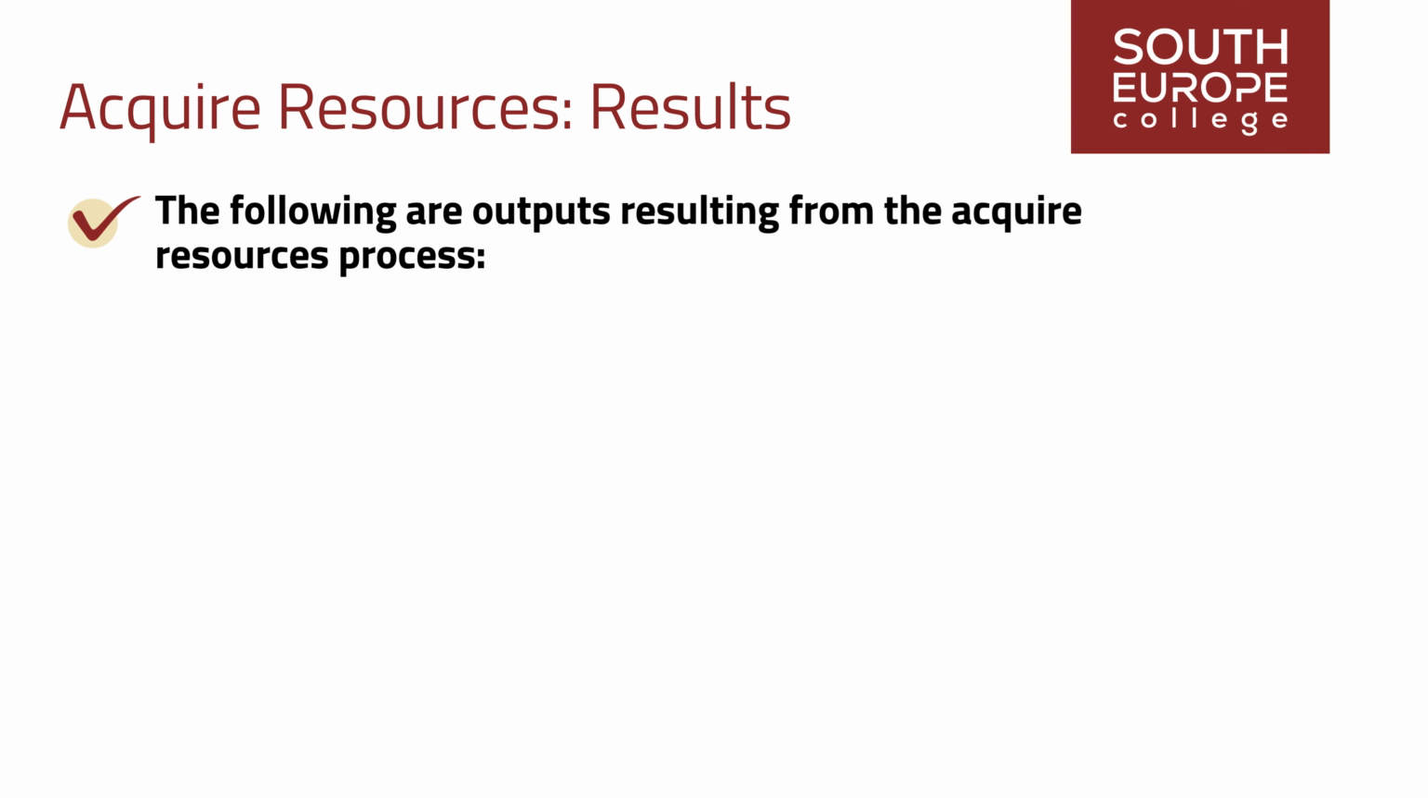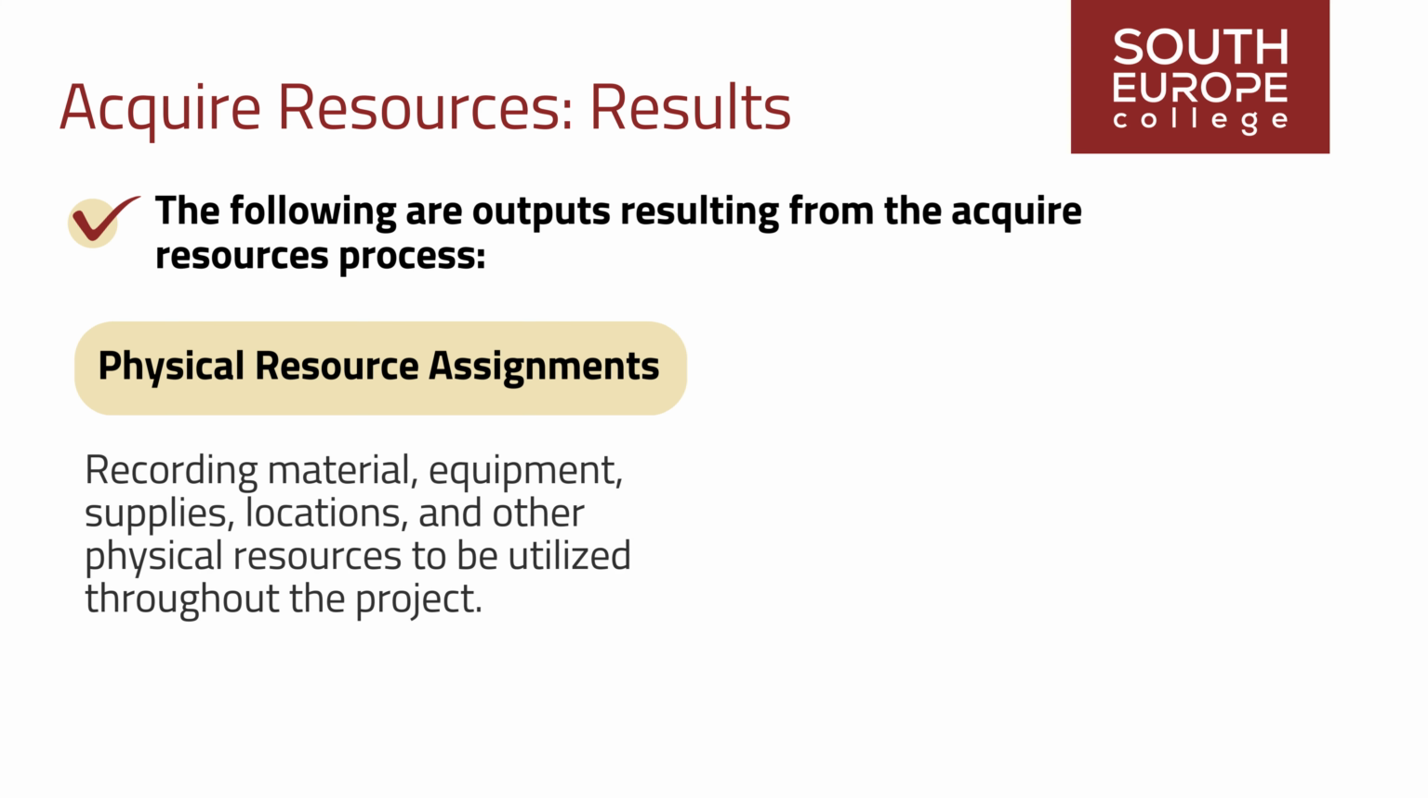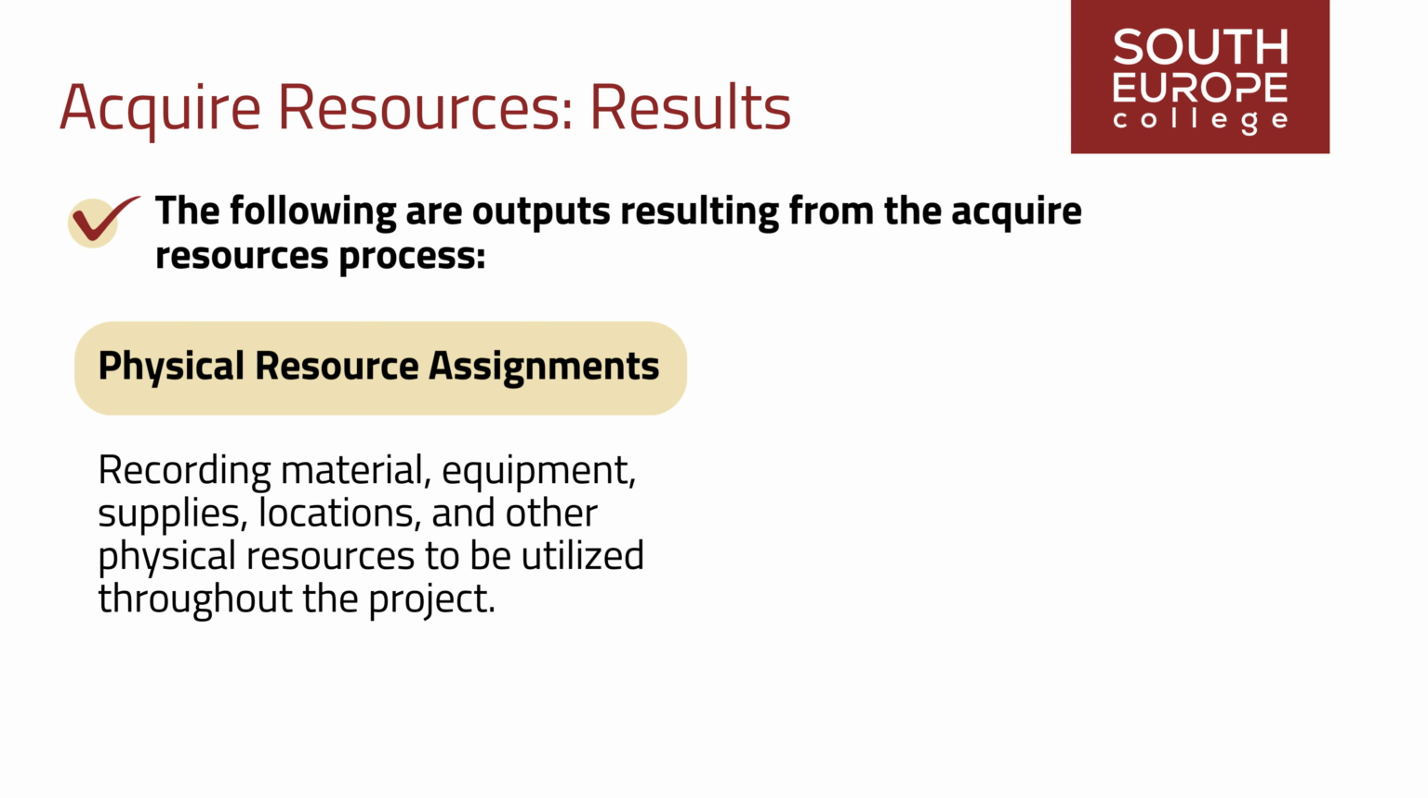The following are outputs resulting from the Acquire Resources process. Physical resource assignments, recording material, equipment, supplies, locations, and other physical resources to be utilized throughout the project. Project team assignments, documenting team members, roles, and responsibilities, including a project team directory and integration into project management plan components like organization charts and schedules.